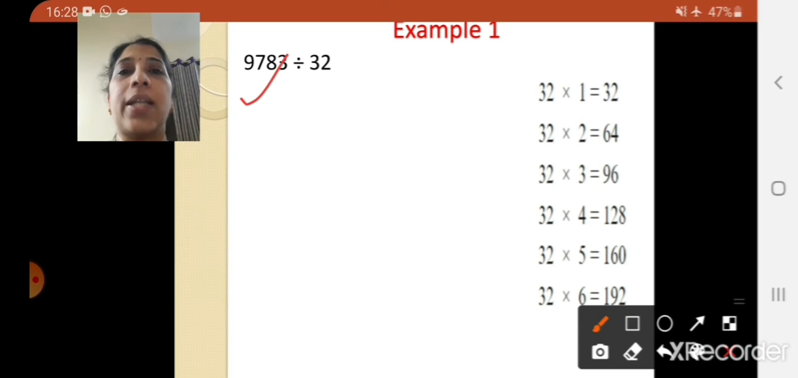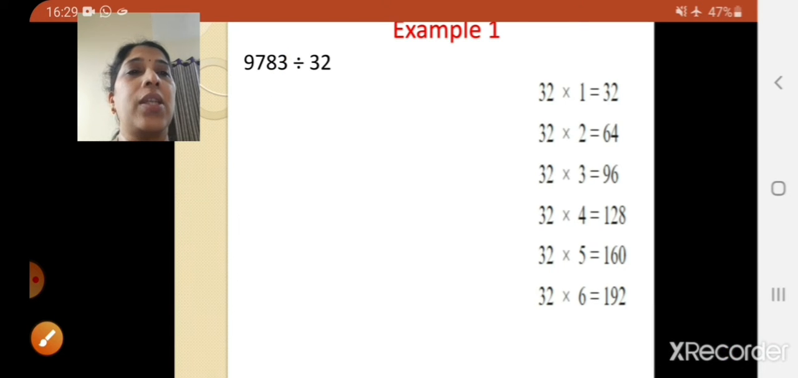9783 is called the dividend, and this 32 is called the divisor, because you are going to divide by 32, right? So whenever you are carrying out division, on the right hand side I have written the table of 32, so that you can immediately see which number we can take, right? So on the right hand side, you will write the table of 32.